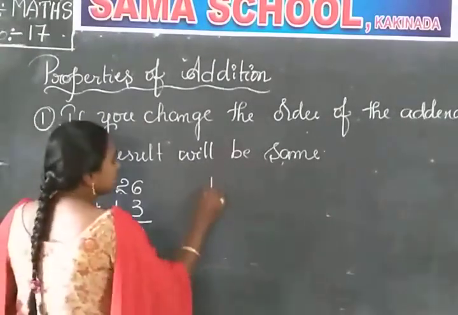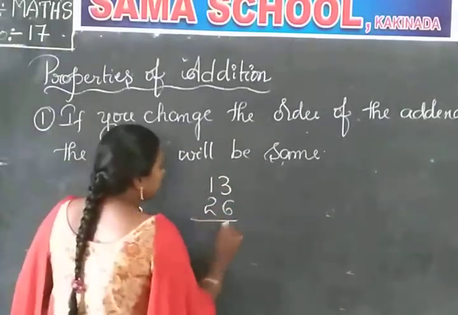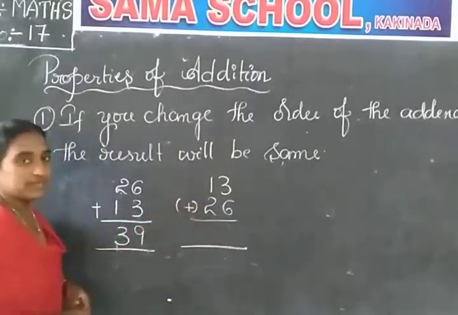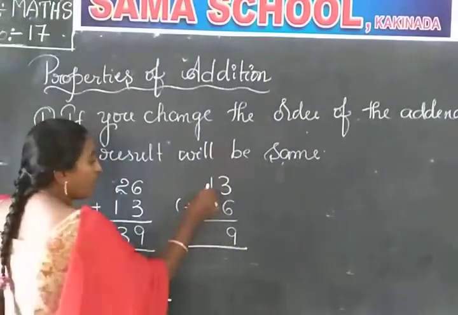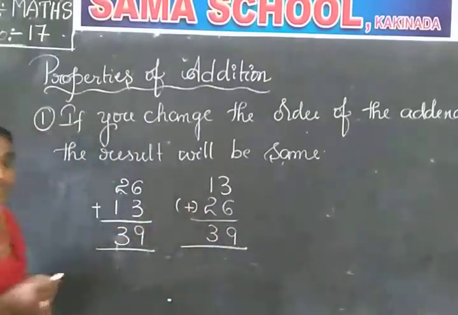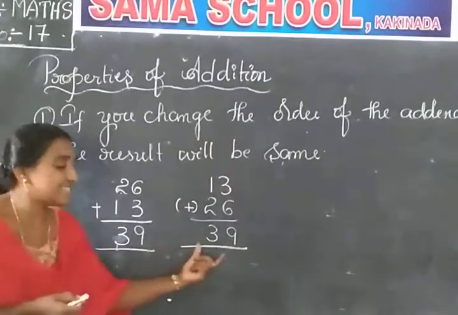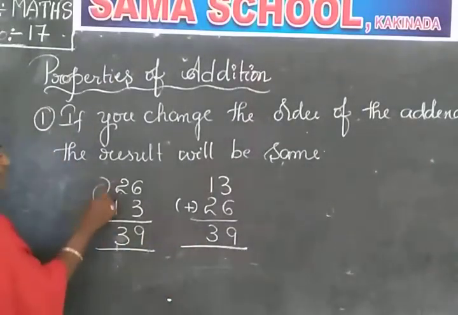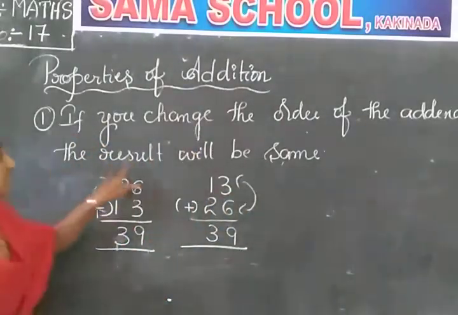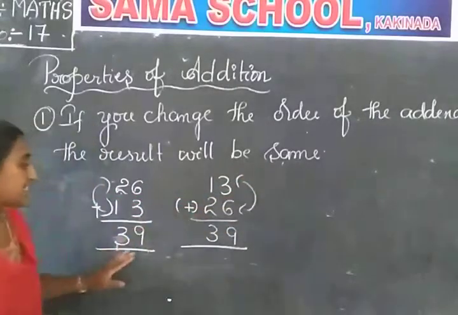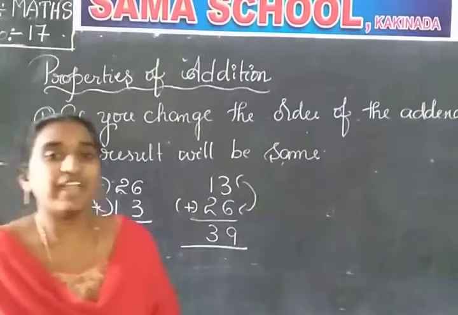Or in the next case, you can take 13 in the first place and in the second place you can take 26. Now add these two numbers and see the answer. 3 plus 6, 9. 1 plus 2, 3. See, if you observe both the additions, in both the cases the result is same. Here what happened? We have changed the order of the addends, but the result is same. So this is the first property of addition.